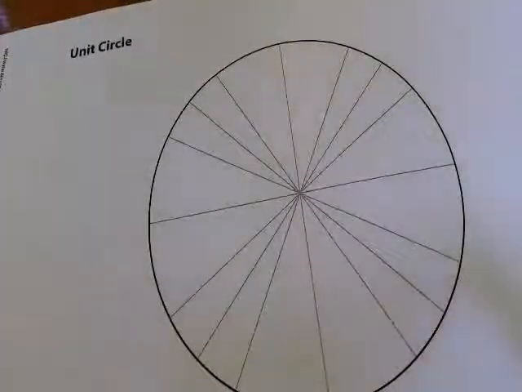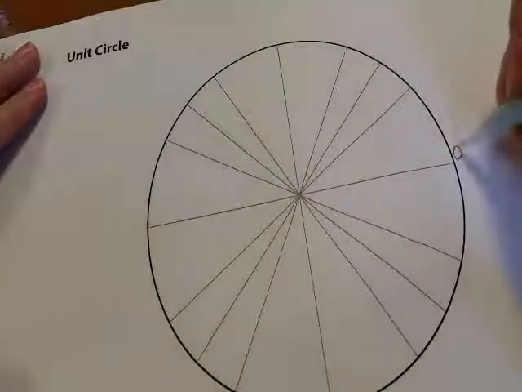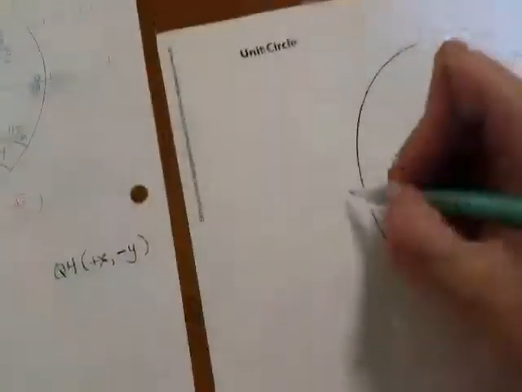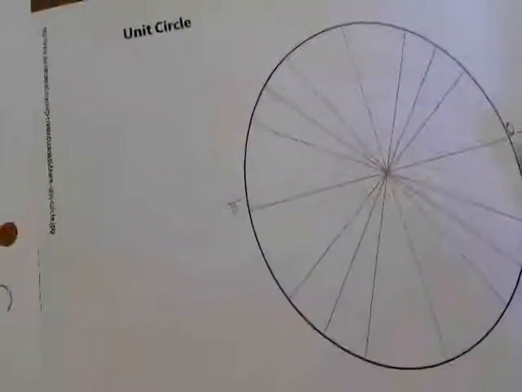Okay, so we're going to start with a blank unit circle. All you need to know is that this is going to be 0 and this side is going to be pi, because remember pi is 180 degrees and this will be half the circle, right? This will be 0 degrees, this will be pi.